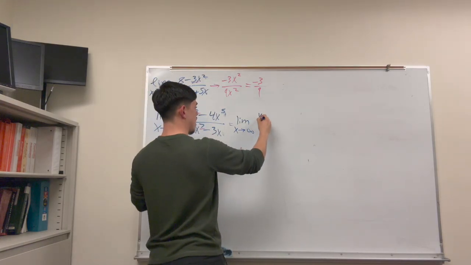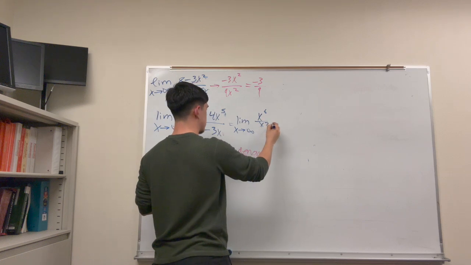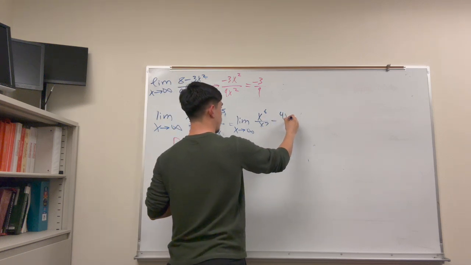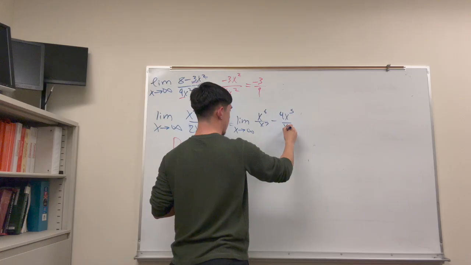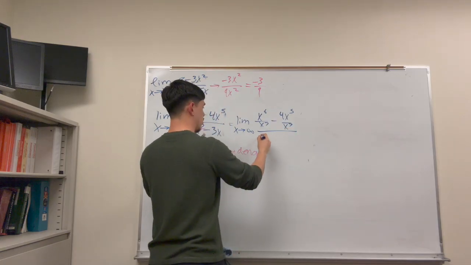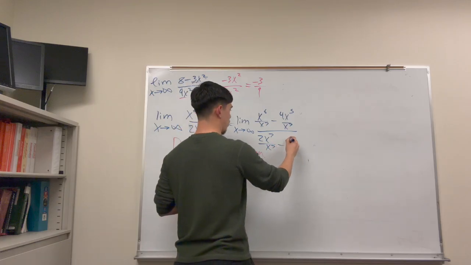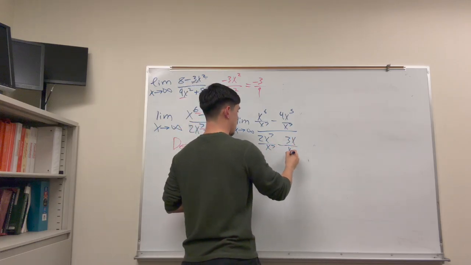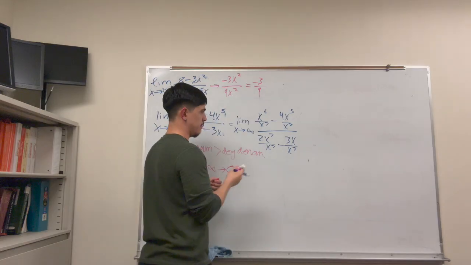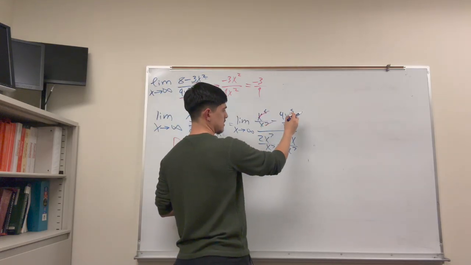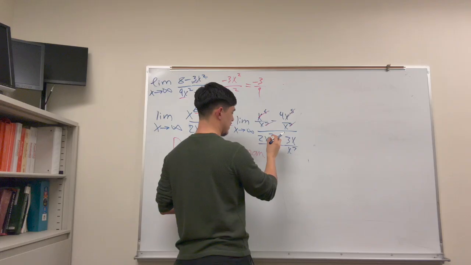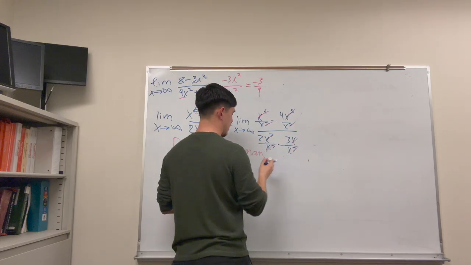We have x to the 6th over x to the 7th, minus 4x to the 5th over x to the 7th, all over 2x to the 7th over x to the 7th, minus 3x over x to the 7th. And then one of these is going to cancel, two of these are going to cancel, these cancel, and like that.